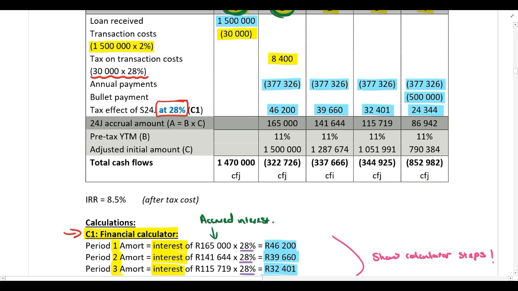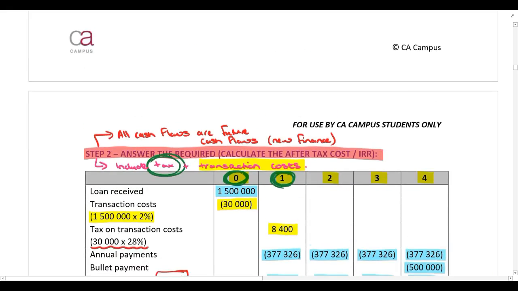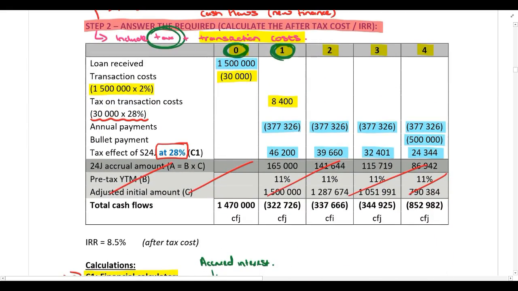Then, it's also not necessary to show this calculation over here because you've used your financial calculator. But you must obviously show your calculator steps, otherwise you're going to lose out on those marks. All right. So in step 1, you get your cash flows. In step 2, you include all of those cash flows on your table, and then you also take into account tax and transaction costs. You can then total all of your cash flows. That's everything.